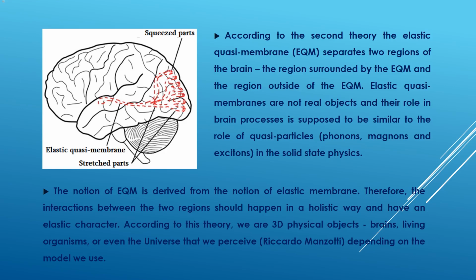The elastic quasi-membrane separates two regions of the brain, the region surrounded by the EQM and the region outside of the EQM. It points to the border between two regions of the brain where particles belonging to different regions interact in a holistic way.